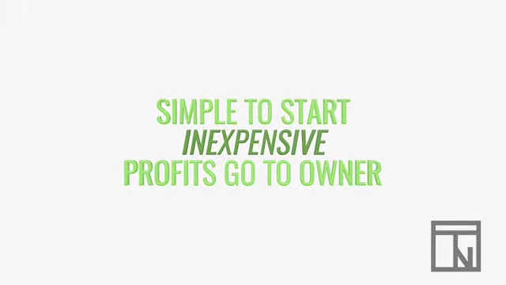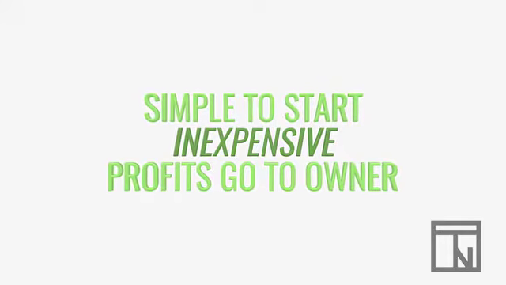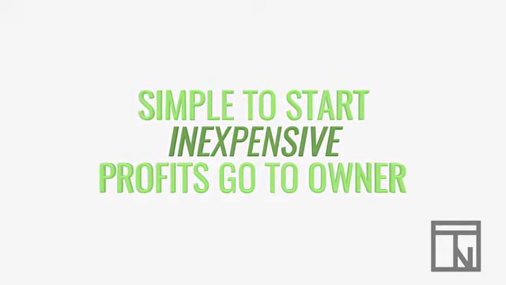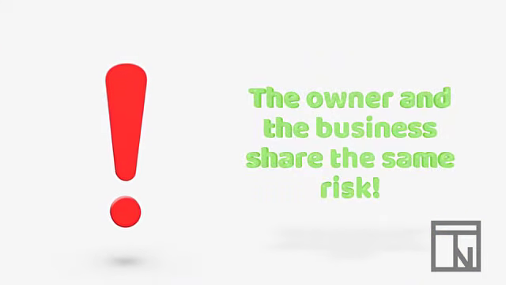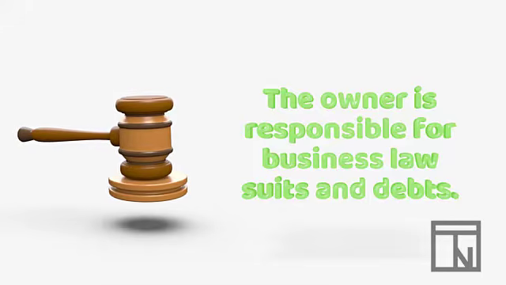Many business owners use the sole proprietorship entity because it's so simple and inexpensive to start, and because there is only one owner, that person gets all the profits that the company earns. However, because Jill and her business are both the same legal entity, just with different names, anything that happens to one automatically happens to the other. In other words, they share all of the same risk. If someone sues the business, Jill also gets sued, and Jill is personally responsible for all of the business's debts.